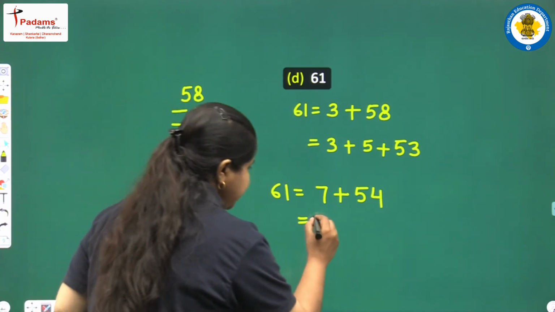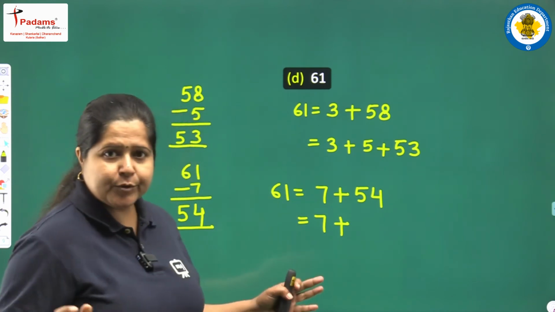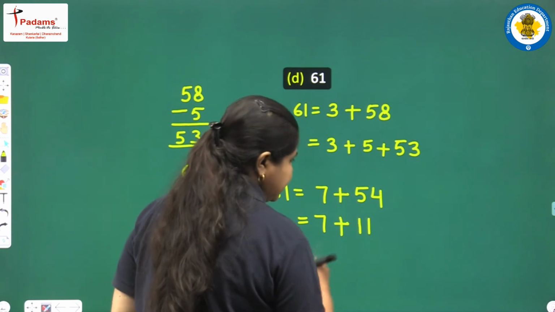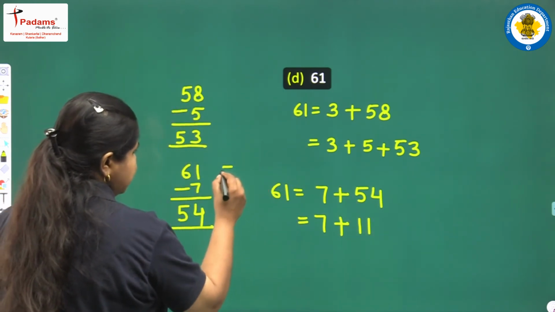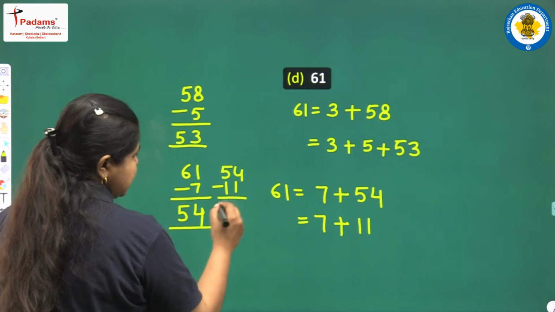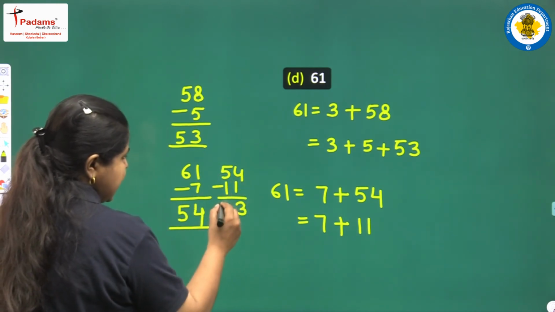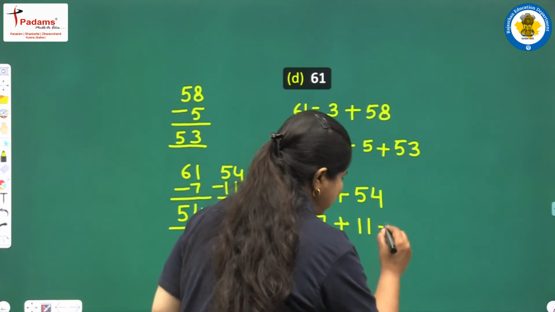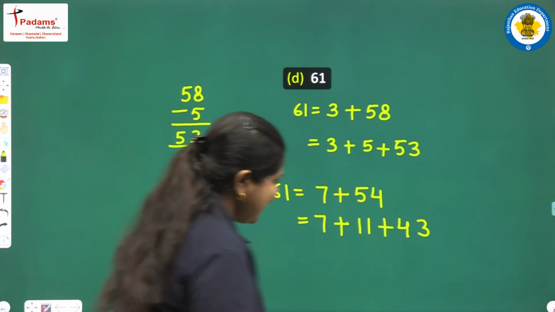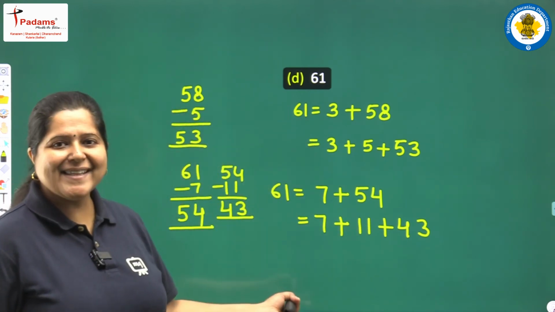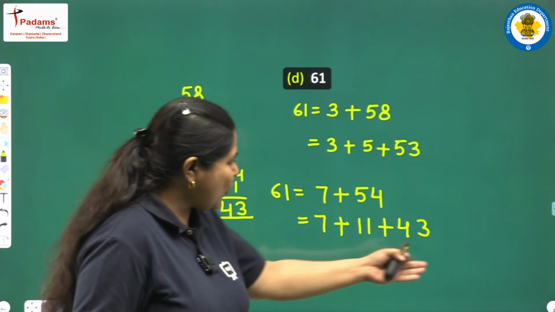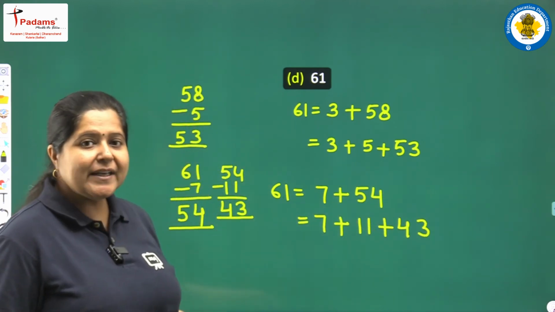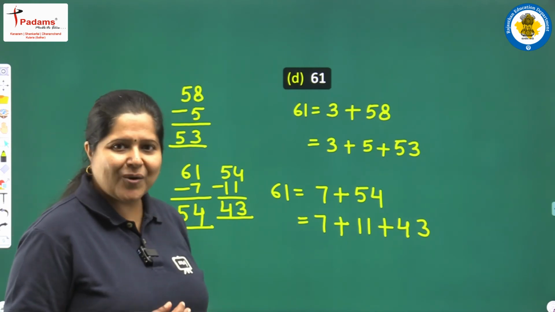Now this 54 needs to be divided into two parts. 54, if we take one of the numbers as 11, then what will be the second number? 54 minus 11, just subtract: 4 minus 1 is 3 and 5 minus 1 is 4. Yes, 43. Are the three numbers prime? Yes, they are. So we have got another combination of three odd prime numbers whose sum is 61. Similarly, you can look out for other combinations also.